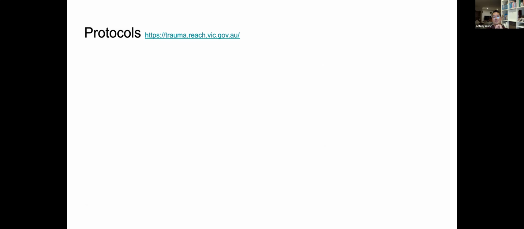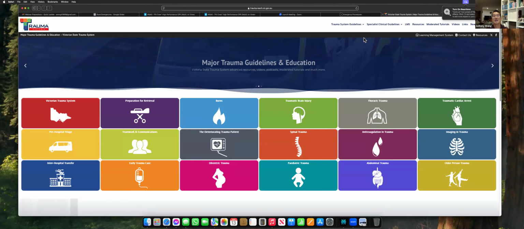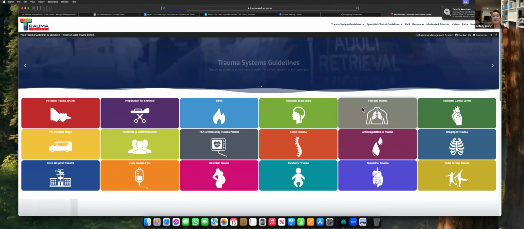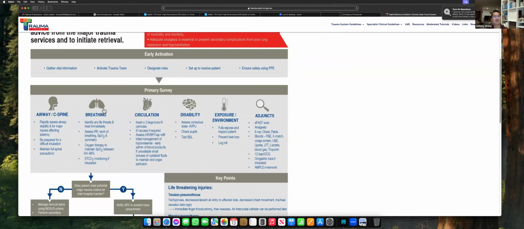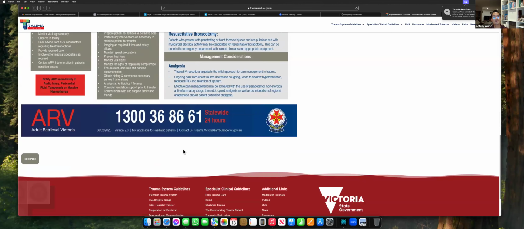The other protocols that we can look at is a really good, useful site on the VicGov trauma site. And I'll just show you this. And here we have the Victorian state trauma system. And we can see how you can click on something like thoracic trauma. And you get a quick rundown, and then you can click on rapid reference guidelines, and you can see how this will just take you through everything that we looked at just now and the key points.